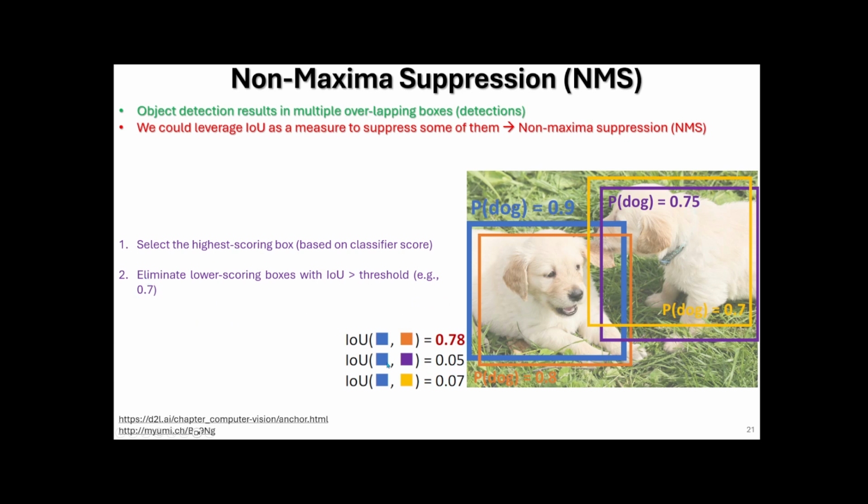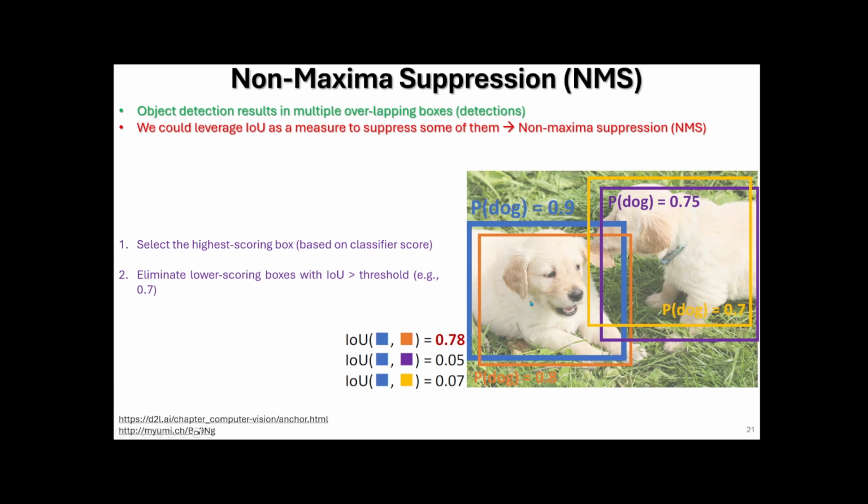So you will keep these two boxes, but you eliminate this orange box, which has a very high score. Physically speaking, the blue box and the orange box are predicting the same dog. So you can basically discard this particular one, the orange. That's exactly what we are doing systematically here.